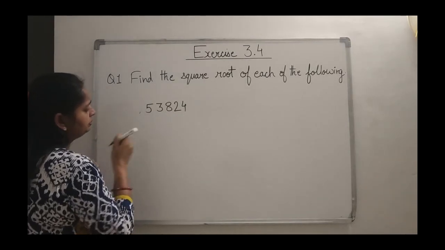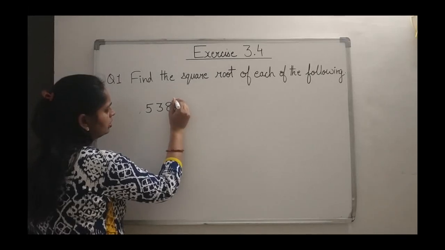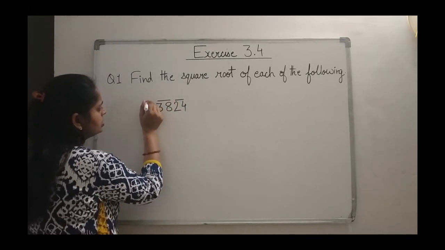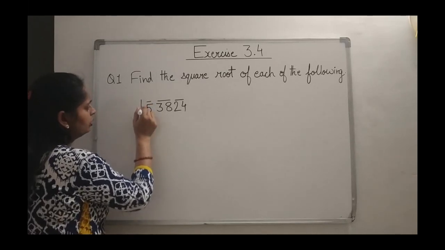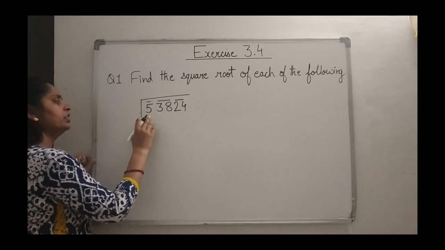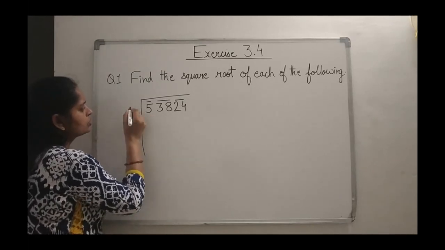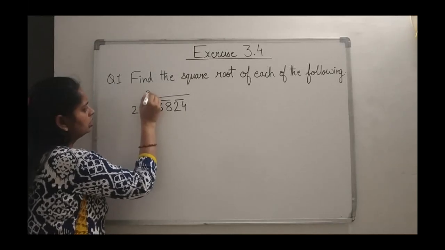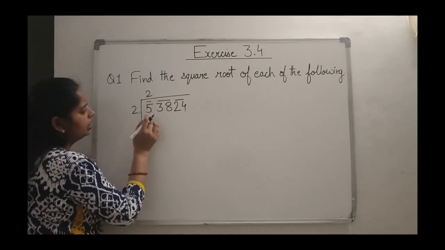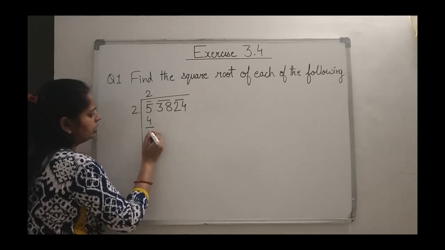Again, the first step is to do the pairing from the right. So pairing of 24, then pairing of 38, and this 5 is single, so it will be kept alone. Now 5. What is the nearest perfect square? The nearest perfect square to 5 is 4. So we go for 2 2s are 4, because 3 3s are 9 will be greater than 5, so we take only 4. 5 minus 4 is 1, right?